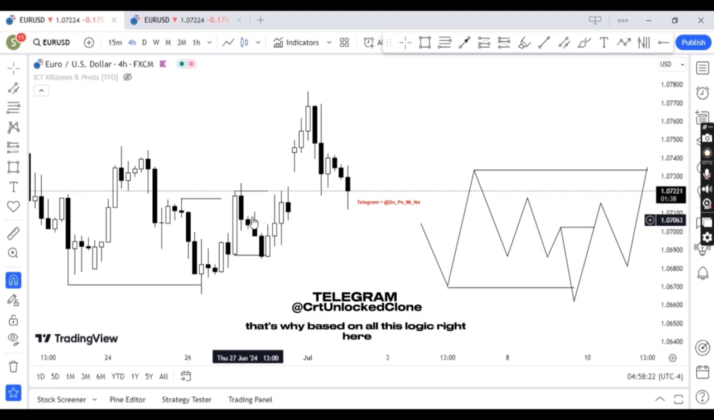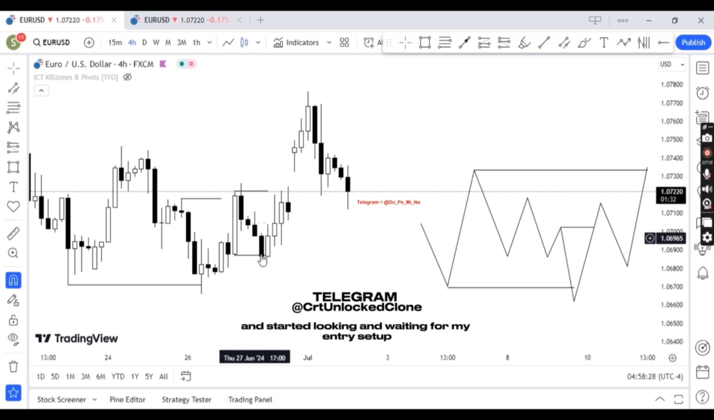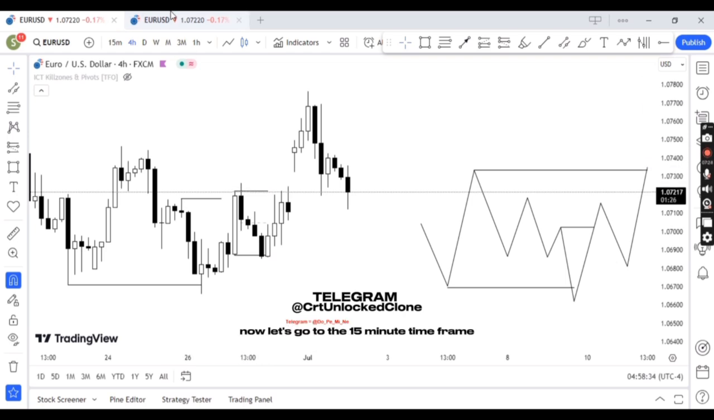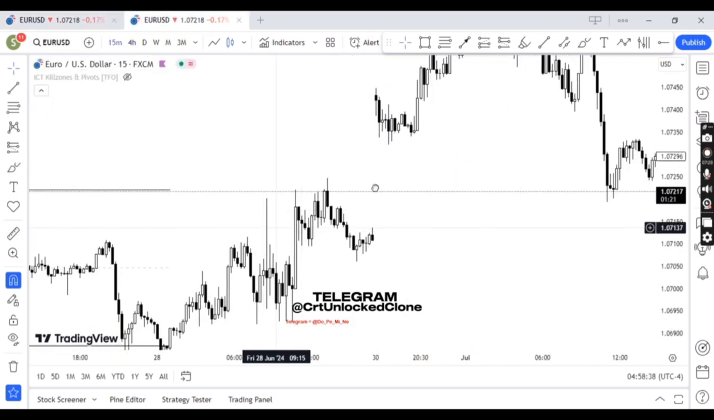That's why, based on all this logic right here, after price took out this CRT high at a key time, I went down to the lower time frame and started looking and waiting for my entry setup, which is basically in the form of a model 1 entry. Now, let's go to the 15-minute time frame and see how I took my entry on the lower time frames.